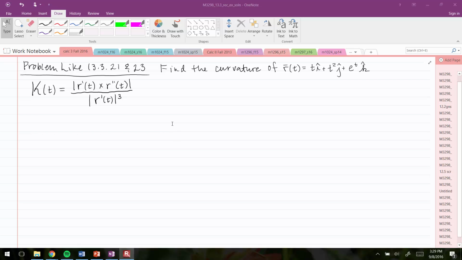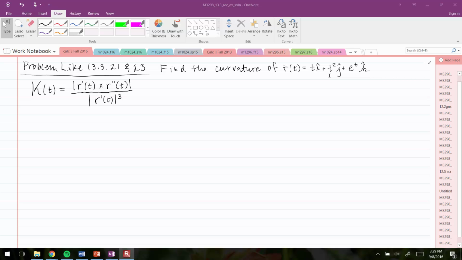So we're in 13.3, and I'm going to do a problem like number 21 and 23. Find the curvature of, and then we're given our r of t, or the vector function: t in the i component, t squared in the j, and e to the t in the k component.